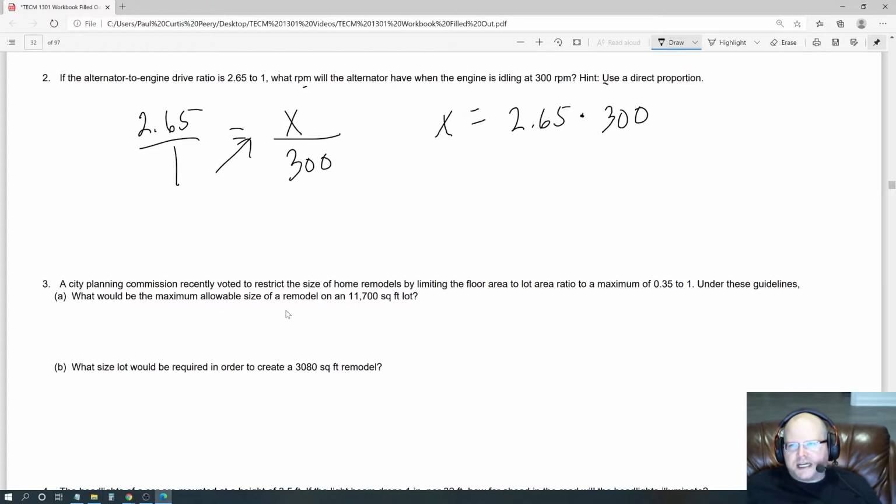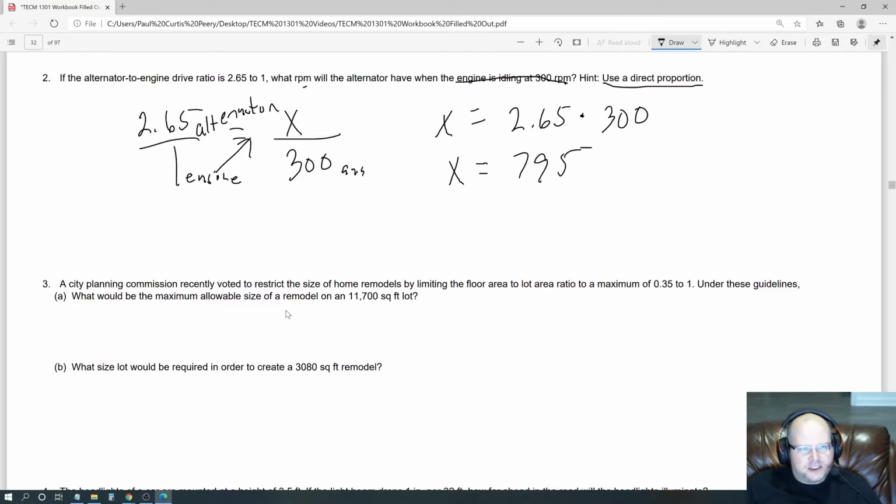So we used a direct proportion. Okay, cool. And what that gives me is x is equal to 795. All right, so again, maybe I should have labeled this better. Okay, so this is the alternator, and this is the engine. And they say the engine is idling at 300 RPM.